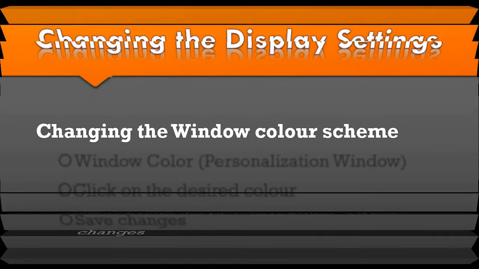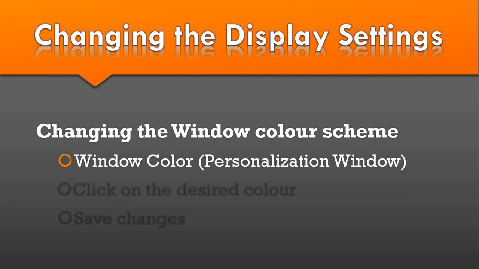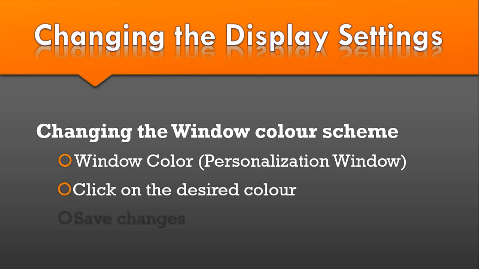Next is changing the window color scheme. To change the window color, first we need to click on the window color link in the personalization window. After that, select the desired color and then finally click on the Save Changes button to apply the settings.